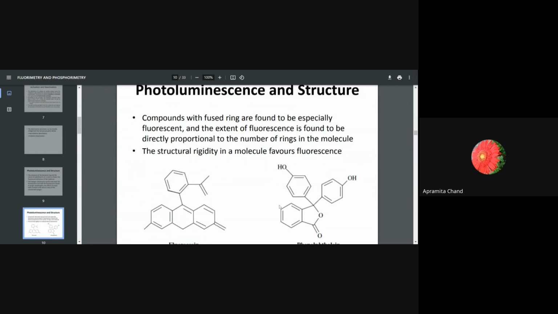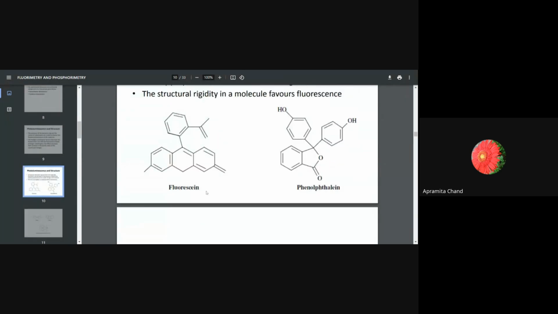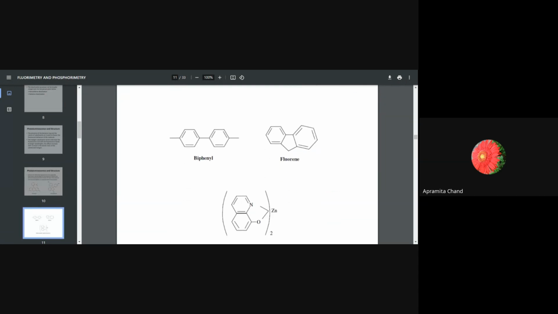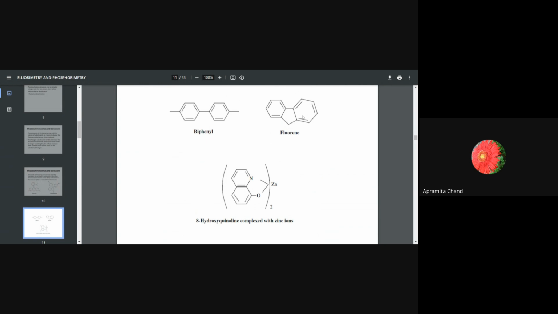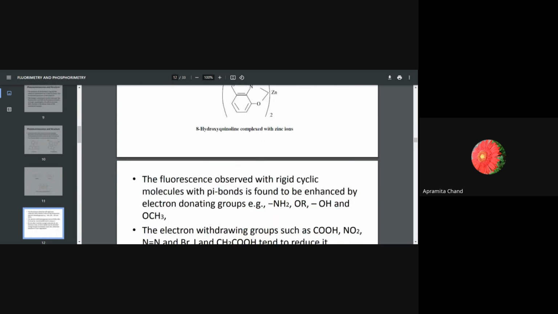If you have a large number of fused rings, they are found to be fluorescent. The number of rings in a molecule also determines the extent of fluorescence. If the molecule is more rigid, the fluorescence is more prominent as compared to fluxional or flexible molecules. If the structure is more rigid, then it is more favored. For example, you can see fluorescein here, phenolphthalein here. Phenolphthalein is a very popular indicator in acid-base titrations. Okay, it gives a pink color. Similarly, many kinds of fused ring systems you can also see here. So these will all be favored because of their structural rigidity.